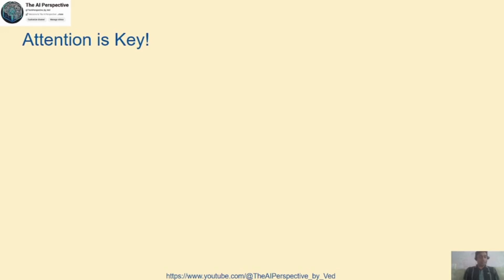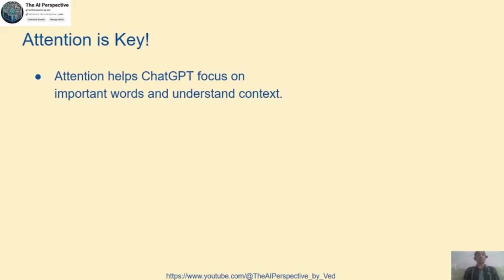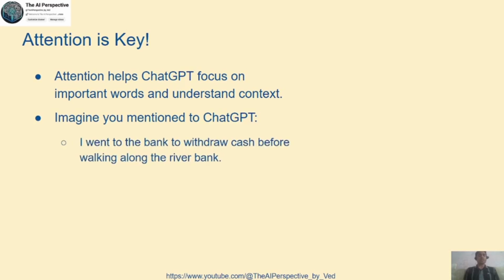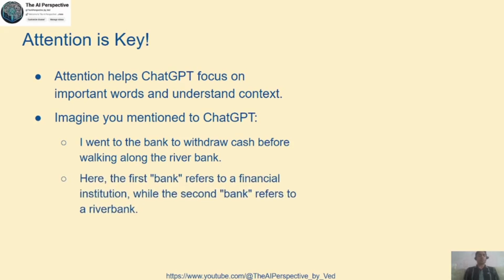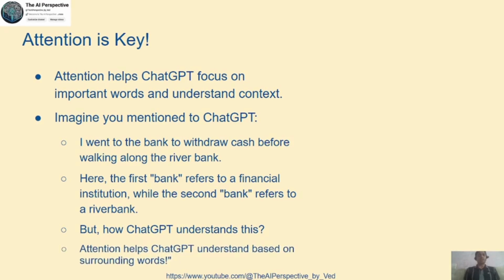In the transformer, attention is the key. Attention helps ChatGPT or any transformer-based model to focus on important words and understand context. Imagine you mentioned to ChatGPT a sentence: I went to the bank to withdraw cash before walking along the river bank. Here the first bank referred to a financial institution while the second bank referred to a river bank. But how does ChatGPT understand this? Attention helps ChatGPT understand based on surrounding words.